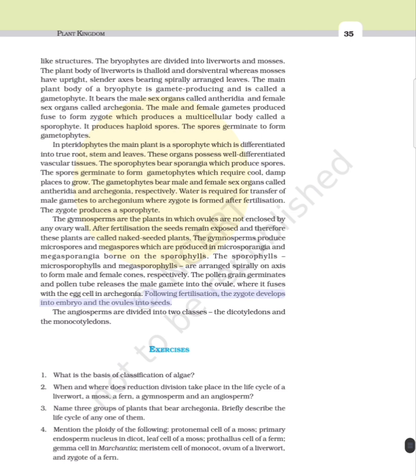Following fertilization, the zygote develops into embryo and the ovules into seeds. The angiosperms are divided into two classes, the dicotyledons and the monocotyledons.